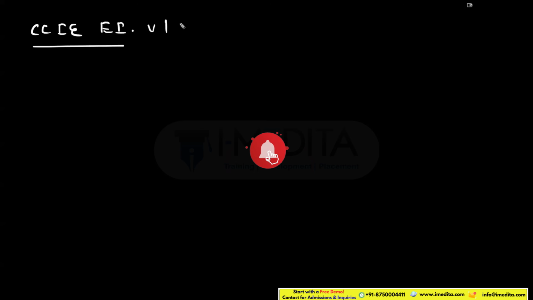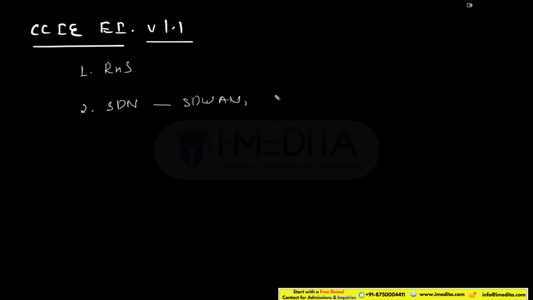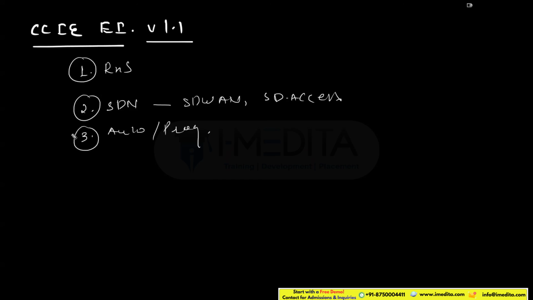The content that we are going to cover today is regarding CCIE Enterprise Infrastructure version 1.1. There are several sections. One, we have our traditional routing and switching. Then we have software defined networking, which has SD-WAN and the access part. Then, majorly, we have our automation and programming. So the entire CCIE Enterprise Infrastructure will have these three main things.